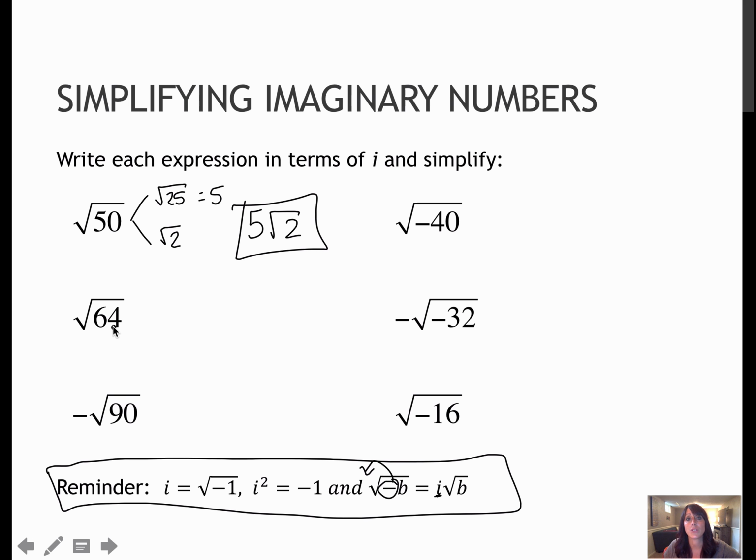For radical 64, the square root of 64 is 8. So I'm not going to break this one down because it's already a perfect square. So that one is just 8.